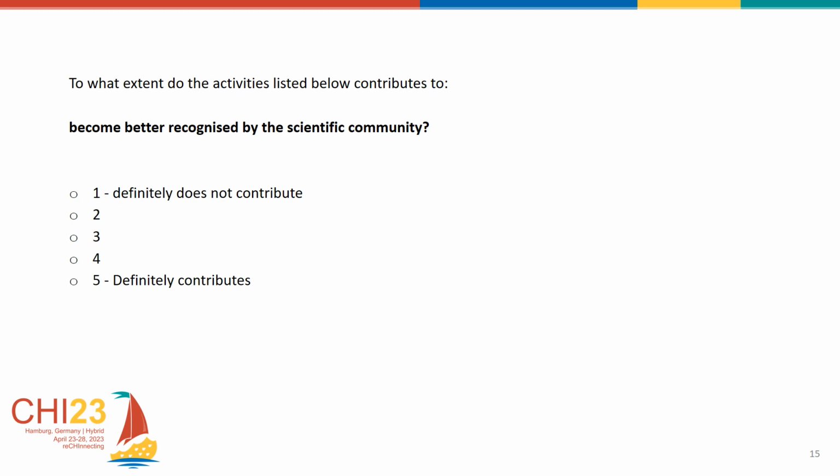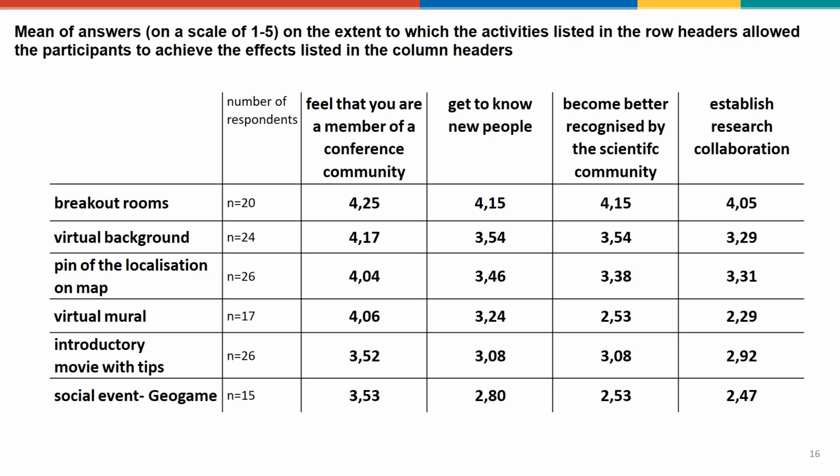In the survey, we asked attendees to assess to what extent the functionalities contributed to each of the 4 objectives. Responses could be given on a 5-point scale. 1 meant definitely does not contribute, and 5 meant definitely contributes. Here we present the results of the quantitative survey.